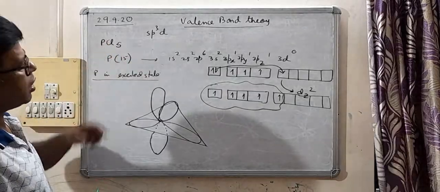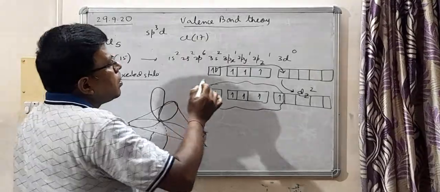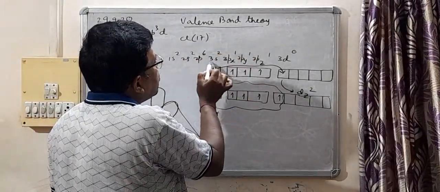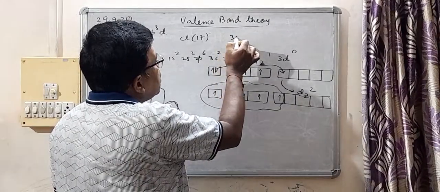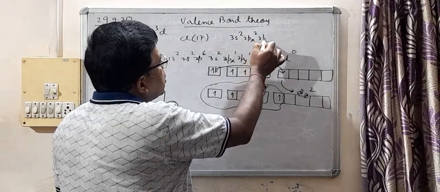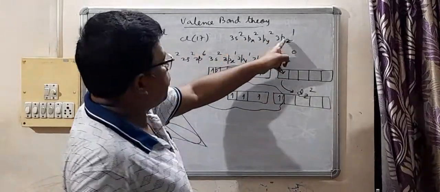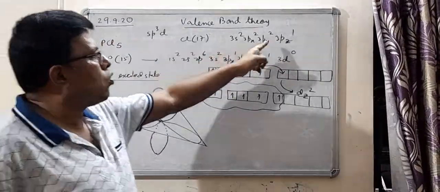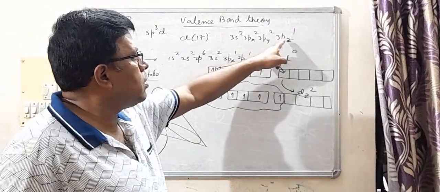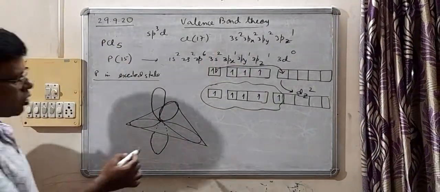The surrounding atom is chlorine, and let us write the configuration of chlorine also. Chlorine is 17. You can make it out from here. It will be 3s2, 3px2, 3py2, 3pz1 in chlorine. So in chlorine, 1 hybrid orbital will overlap with 3pz of chlorine. So I am showing the overlap here.